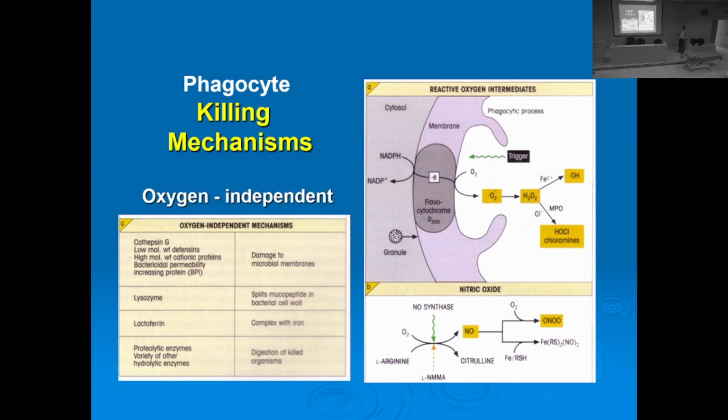We have several mechanisms. Some of them are oxygen independent. They do not need the presence of oxygen. These include a number of enzymes that damage the microbial membranes: the lysozyme, which splits the mucopeptide in the bacterial wall, lactoferrin, and proteolytic enzymes that digest the peptides of the pathogen. So all of this machinery is available. It's oxygen independent, and within the phagolysosome it will act on the pathogen to kill it. But we have the most potent mechanisms, which are the oxygen dependent mechanisms.